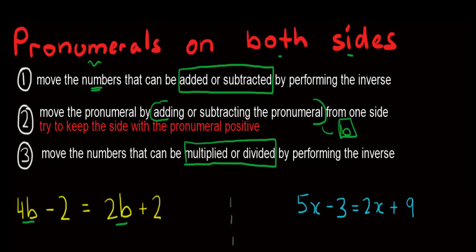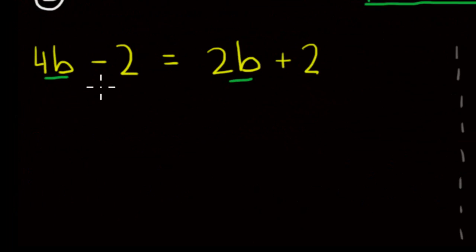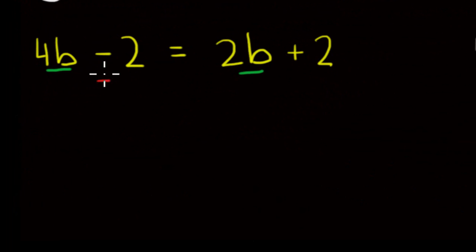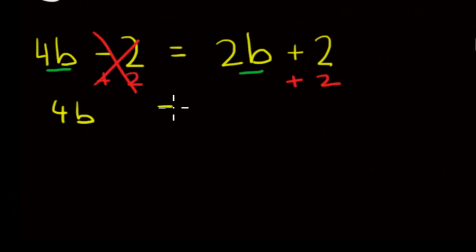So first things first, we've got minus 2 here. So we'll do the opposite to remove it. So that's plus 2. That's just your standard thing we've been doing throughout. So that crosses out. So we've got left on the left-hand side 4b. And on the right-hand side, we've left 2b, and then plus 2 plus 2 would be plus 4.